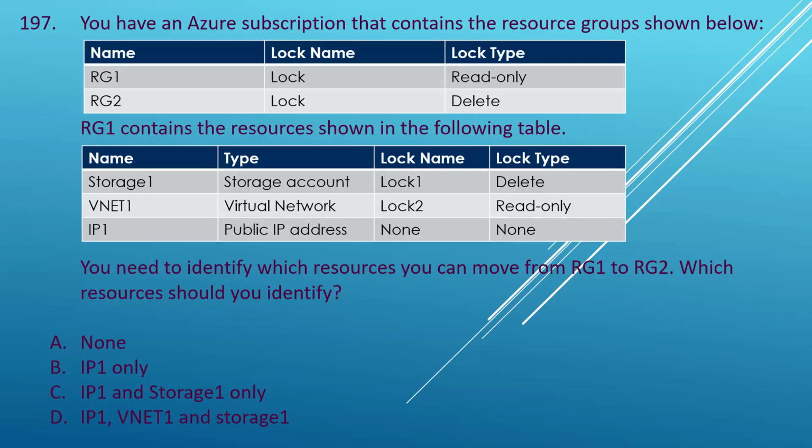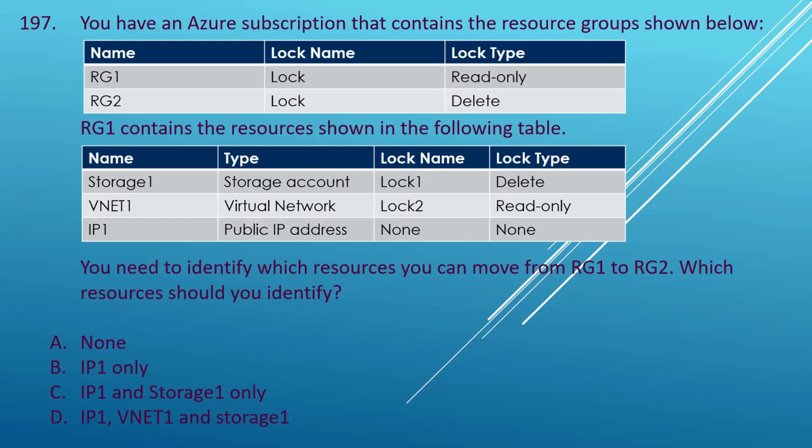Now, RG1 contains the resources shown in the following table. Basically, there are three resources with the name of storage 1, VNet 1, IP 1. Storage 1 is a storage account which has a lock named lock 1 and its type is delete. VNet 1 is a virtual network type which has a lock named lock 2 and it is read-only type, and IP1 is a public IP address type and it does not have any lock associated with it.